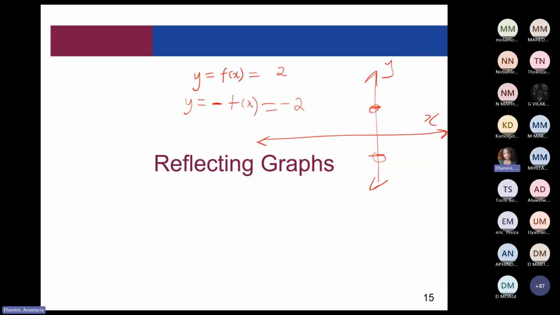Meaning that if I have y equals f of x, and then I multiply by negative, y equals negative f of x, I have reflected about the x-axis.